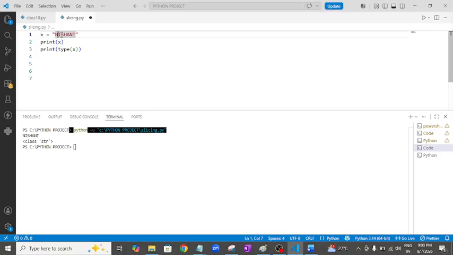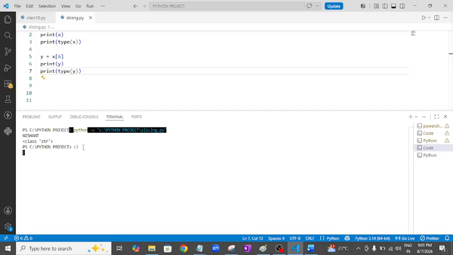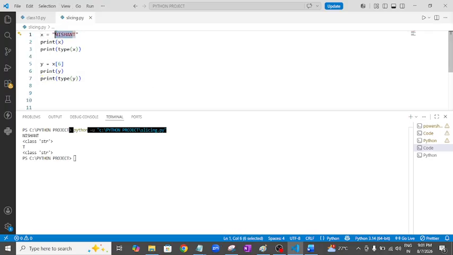NISHANT. Nothing but 0, 1, 2, 3, 4, 5, and 6. Six, sir. So if I say y equals x of 6, happily it is going to give you the result, isn't it? I have that particular index, sir. No problem. You can take the last one and you can go ahead happily.